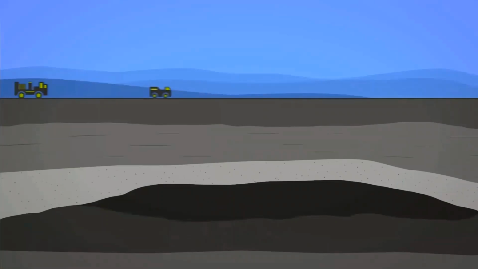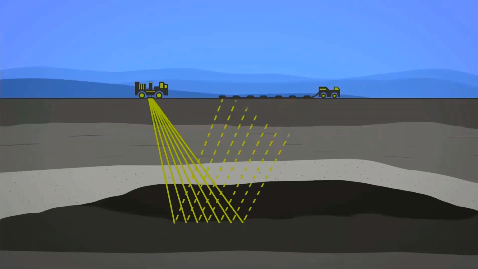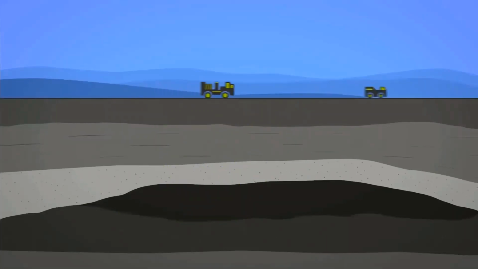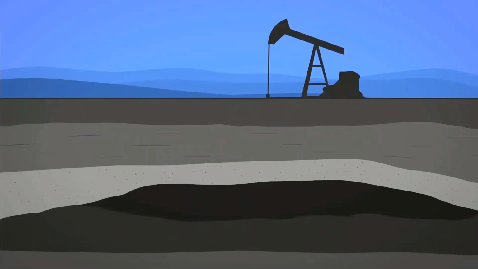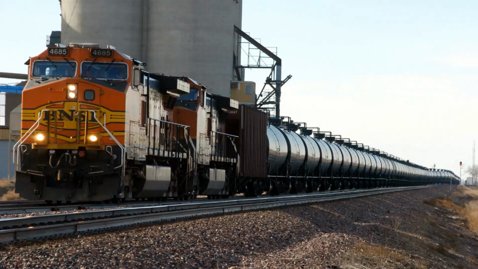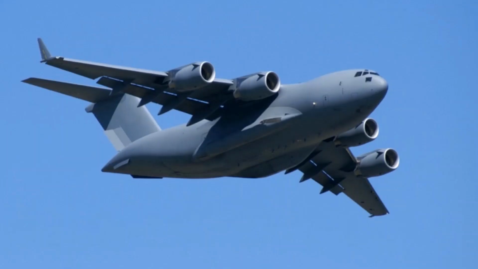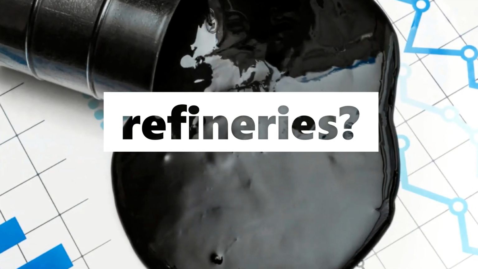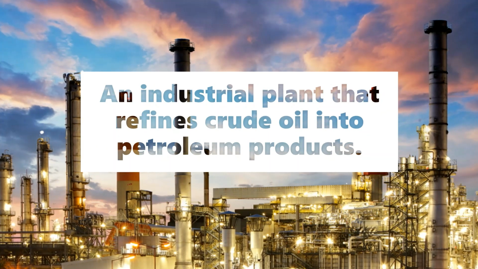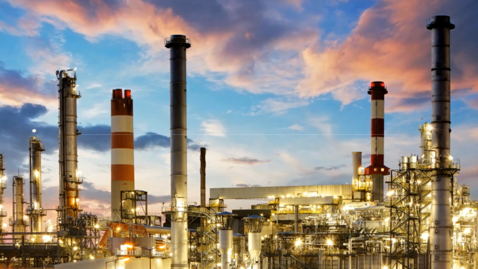Geologists and scientists use instruments such as gravimeters and magnetometers to detect where these locations are situated. Crude oil is found in geological formations called reservoirs, and the oil is extracted through drilling a well. Once collected, the oil is transported by pipe, train, ship, and even planes to different refineries around the world. A refinery is an industrial plant that refines crude oil into its petroleum products.